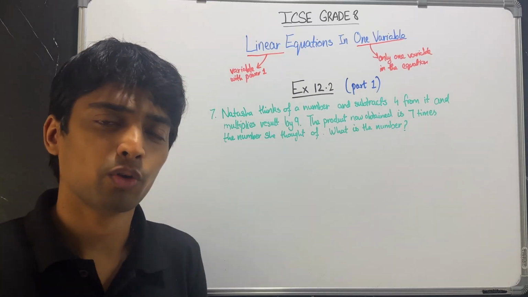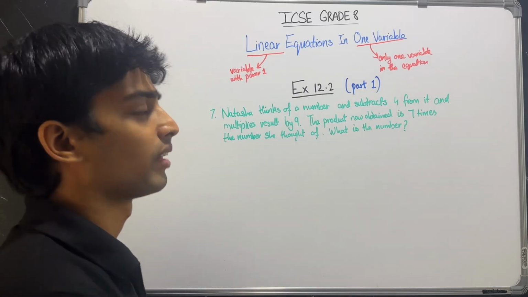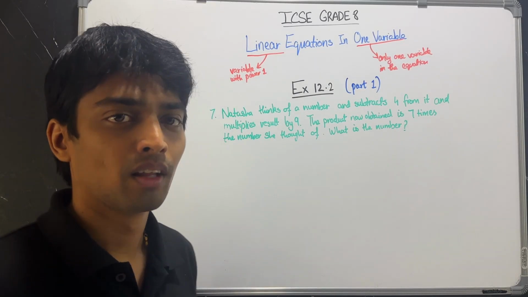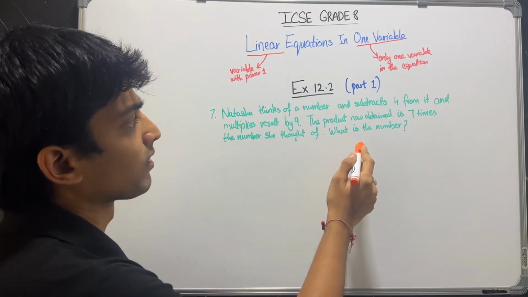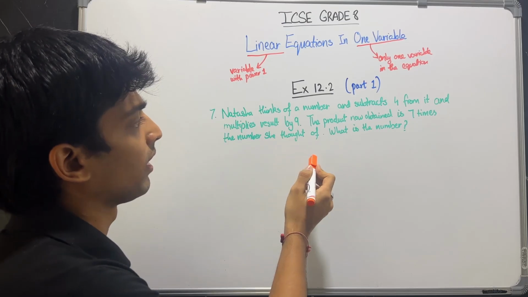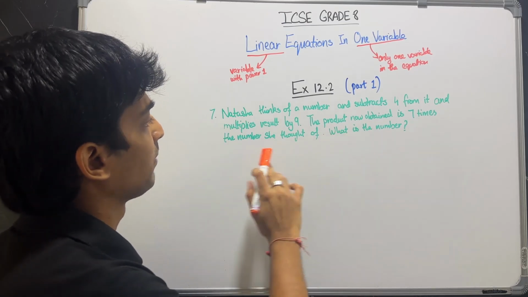Hello guys, we are going to cover all types of word problems from exercise 12.2. This is part 1. The first sum is: Natasha thinks of a number, subtracts 4 from it and multiplies the result by 9. The product now obtained is 7 times the number she thought of.